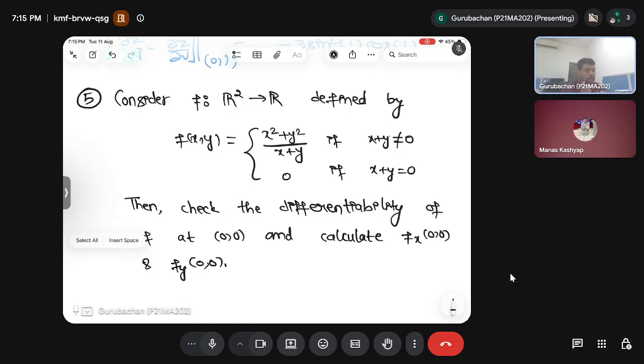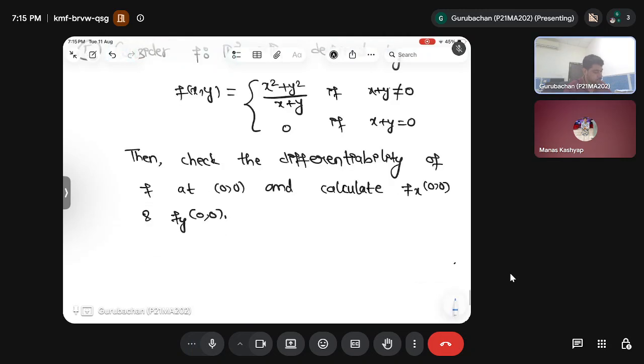The other advantage is this function is symmetric in x and y. If you change x and y, yes, sir. If you check only one variable, then obviously you can guarantee the other variable also. Yes. So let me solve this.